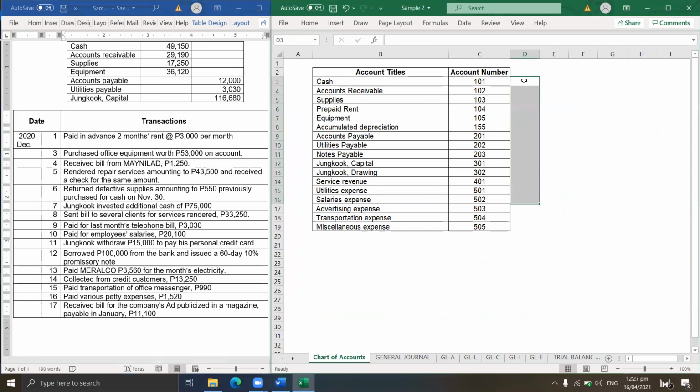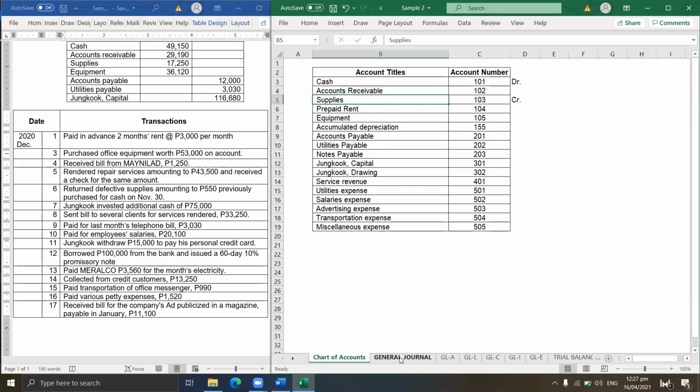So that's simply a debit to cash amounting to 550. And then, dahil po binalik natin yung supplies, mababawasan yung supplies natin, then it will be a credit to supplies. So, ang entry natin para dyan is debit cash and credit supplies.